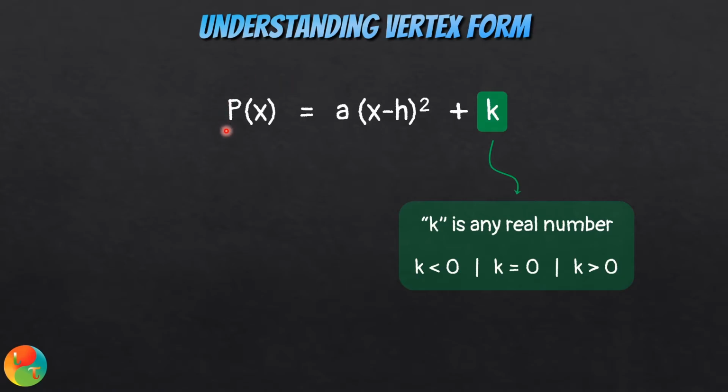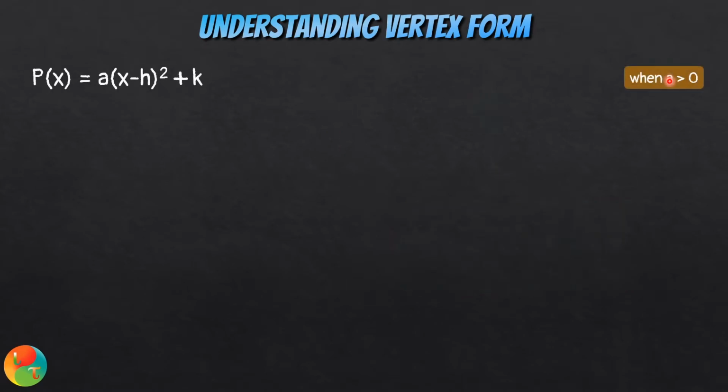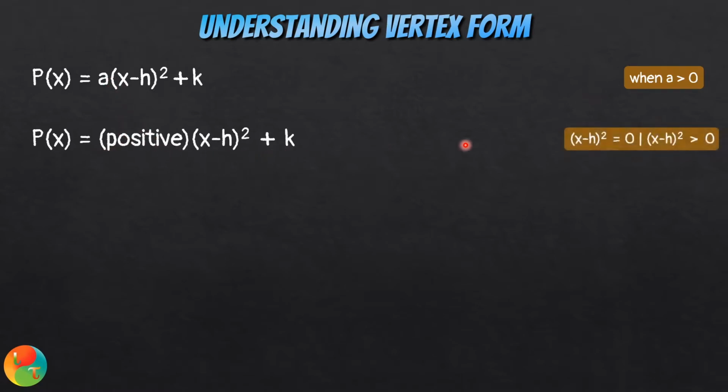Okay, now let us study this vertex form for different values of a. That is, when a is greater than 0 or when a is smaller than 0. So first we are going to talk about the case where a is greater than 0. It means a is positive and the parabola representing this polynomial is opening upwards. That is, the vertex will represent the minimum point or the lowest point on the parabola. So we know that a is positive. Now x minus h whole square can either be 0 or greater than 0. It can never be less than 0.